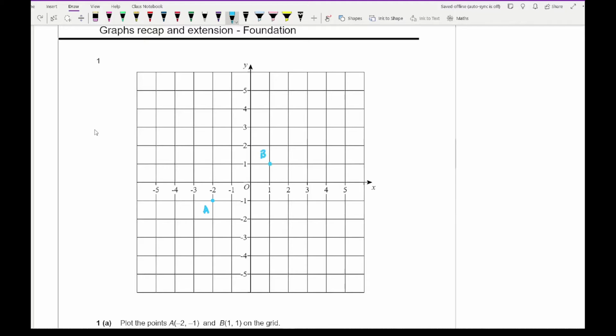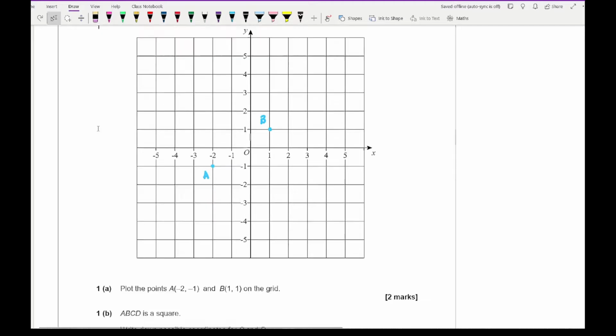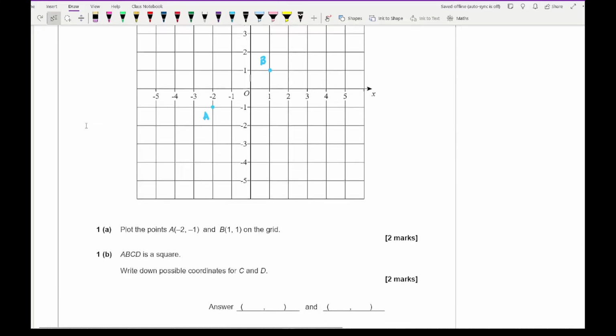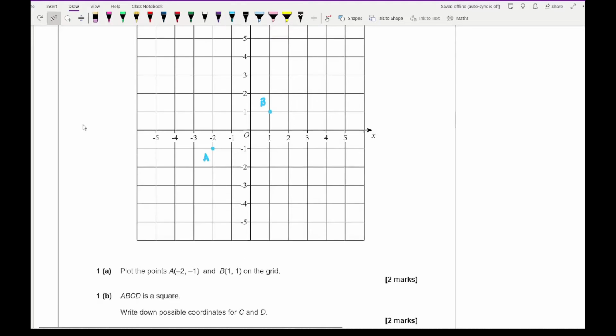Then it says that ABCD is a square. Write down the possible coordinates for C and D. And so what we need to do is just imagine that this is a side of a square. Looking at this, you can see that the distance from A to B is 3 across and 2 up. So if I go 2 across, 3 down, it could be here or it could be there. So this could be C and this could be D.